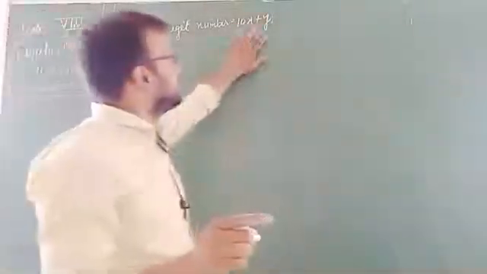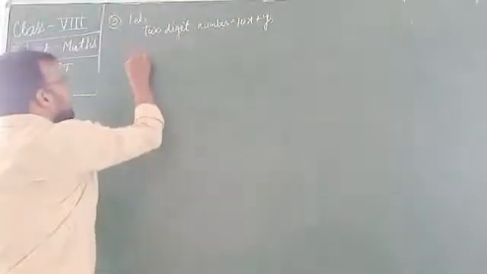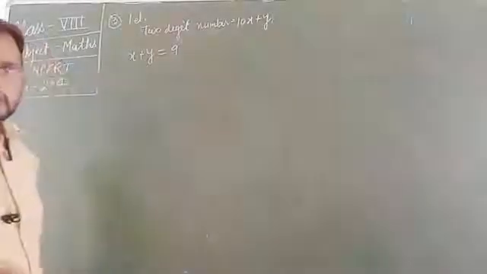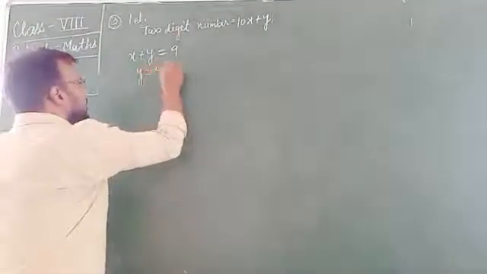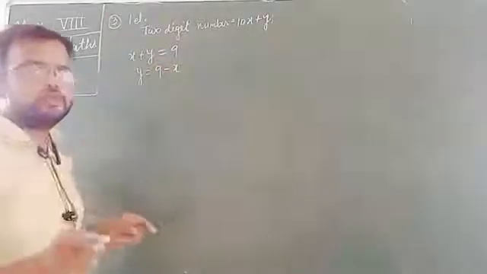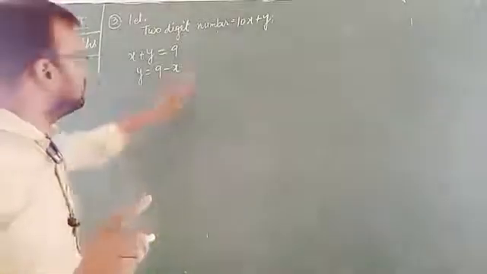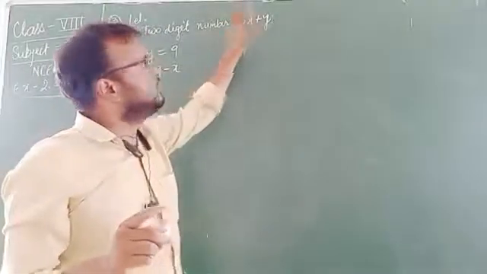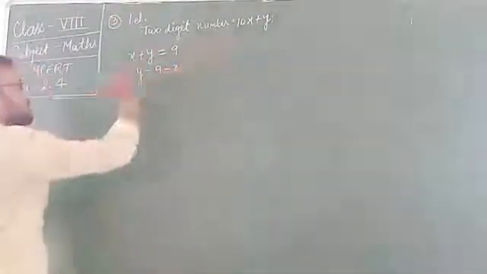Now, according to the question, the first statement is given. Sum of the digits means x and y when we add. The sum of the digits, that is x plus y, is 9. So y is 9 minus x, because we have to solve this equation on the basis of only one variable, not two variables, either x or y.